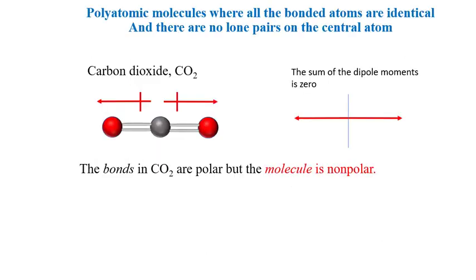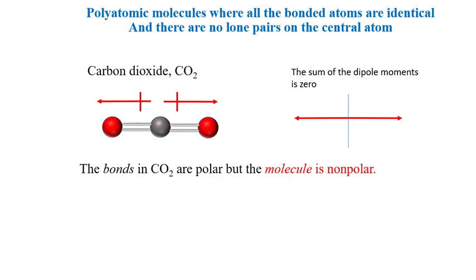So if you have a molecule where you have no lone pairs on the central atom, and all the atoms bonded to the central atom are identical, like carbon dioxide, you can see that the sum of the dipole moments of each bond is 0. So this molecule is non-polar. Now, this is going to be true every time we have a molecule of this kind. So any molecule that has all the bonded atoms to the central atom identical and does not have lone pairs.